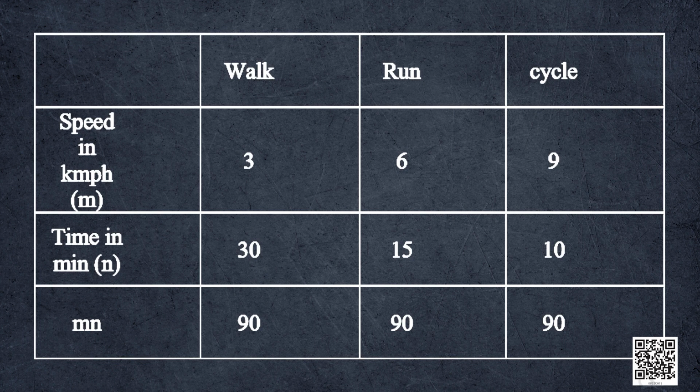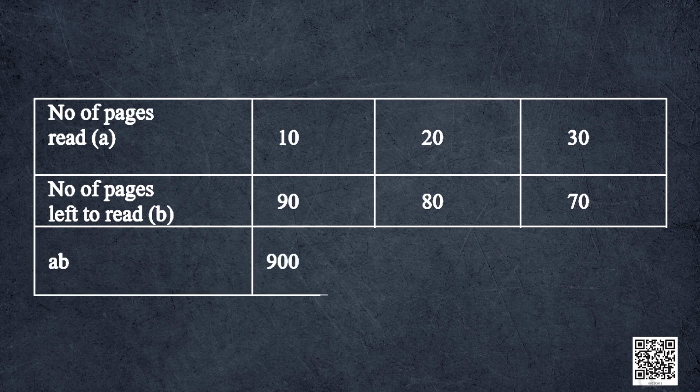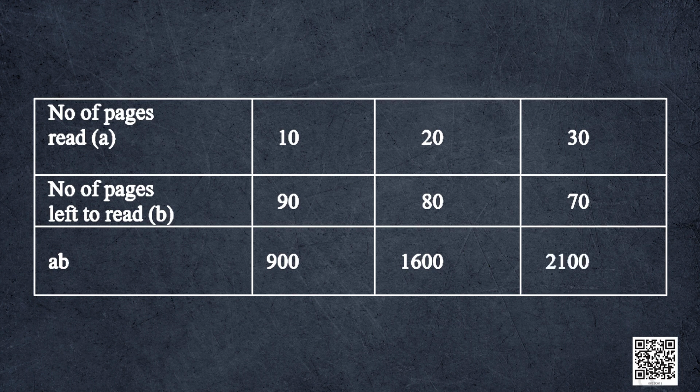Similarly, in situation 2, let us take the number of pages read as A and the number of pages left to read as B. Let us observe what happens to AB. Yes, in the first column, it is 10 into 90, that is 900. Second one, yes, 20 into 80, it is 1600. And in the third column, it is 30 into 70, that is 2100.